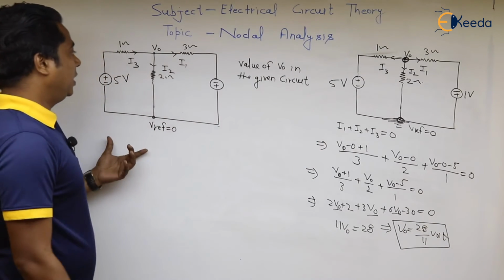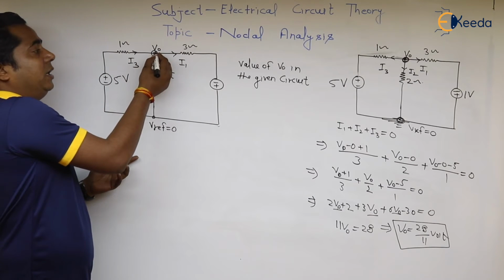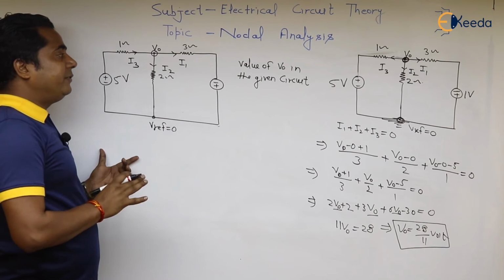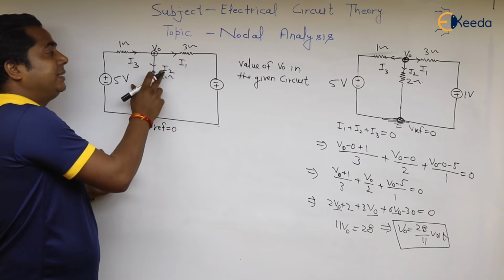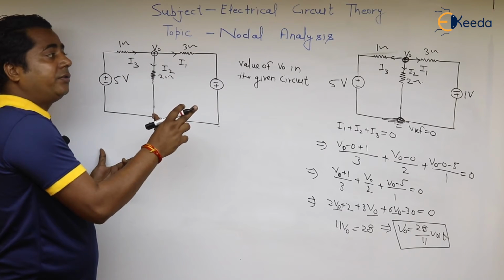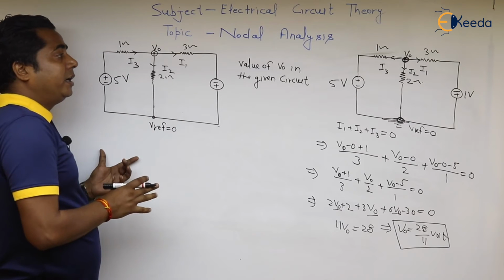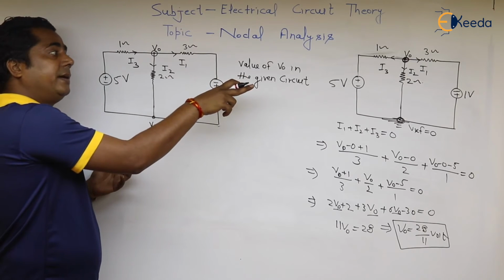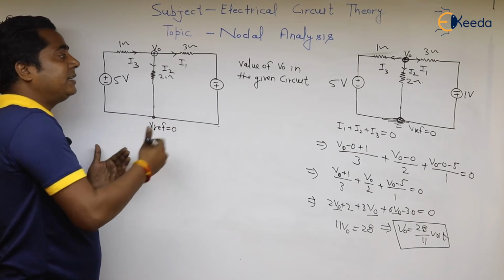And here we have to calculate the value of V0. The only difference I am making is the direction of I1, I2 and I3. I want to show that there will be no effect of the current direction, whatever we take. This was one example and this is another example. The question is the same. Our method is different.